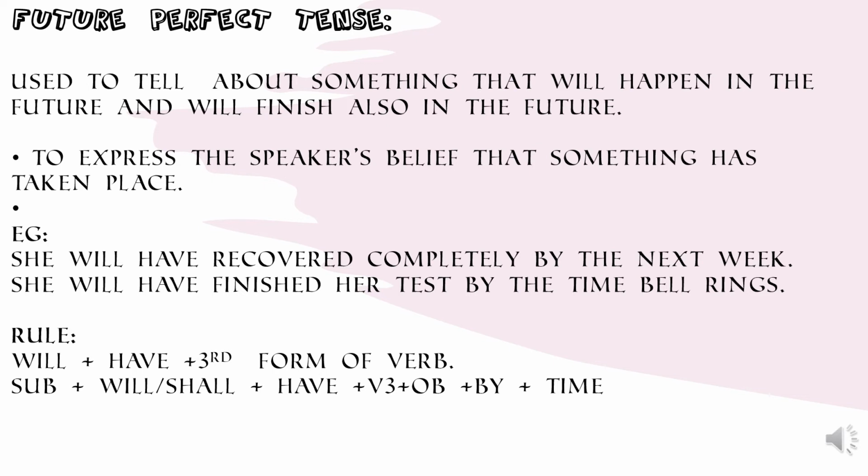So these two sentences show us the future perfect tense, because they show us something that will happen in the future and will also finish in the future. Okay, rule: will plus have plus third form of the verb. The easy way: subject plus will or shall plus have plus verb third form plus object plus by plus time.